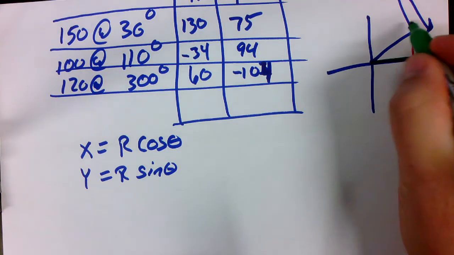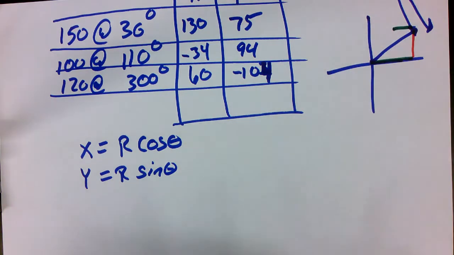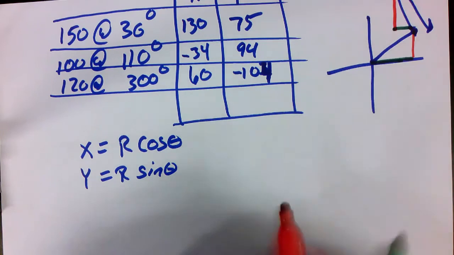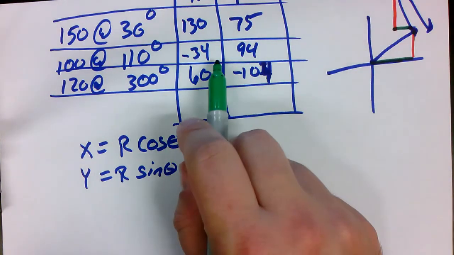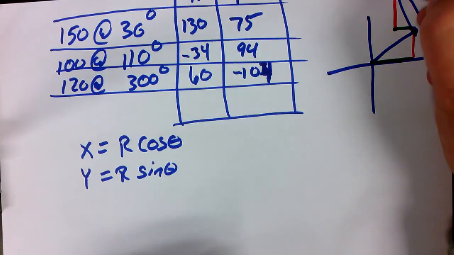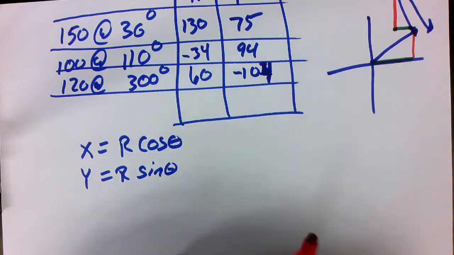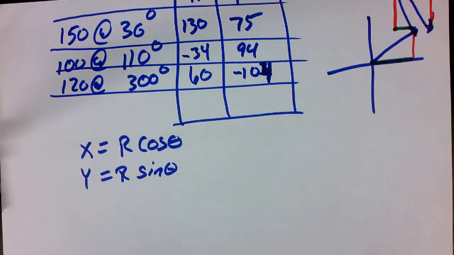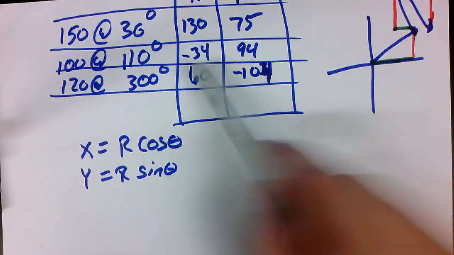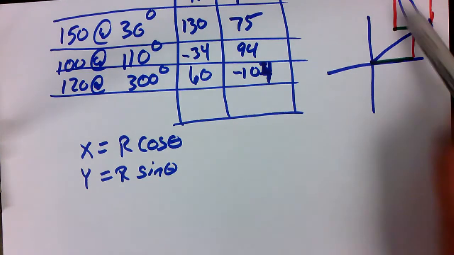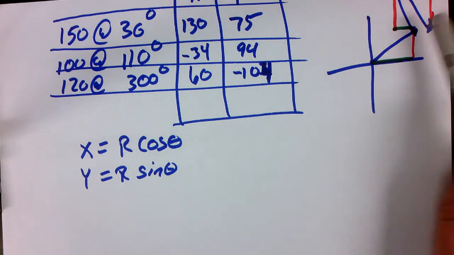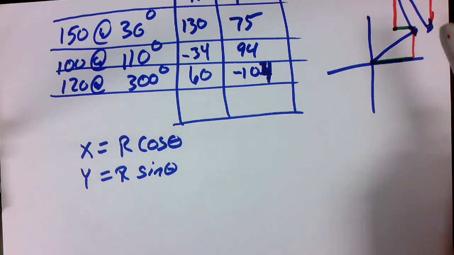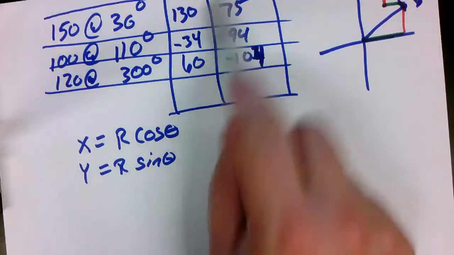Then we have here negative 34 and 94. That's the second vector. They're the values that are right here, negative 34 and 94. And then we go 60, and we go negative 104. So our picture seems like it matches our numbers, which is a good thing. The numbers really need to match the picture. So when you draw this quick sketch in your mind, you're thinking, okay, 30, 110, 300. That looks about right to me. And so these numbers don't seem to have error.